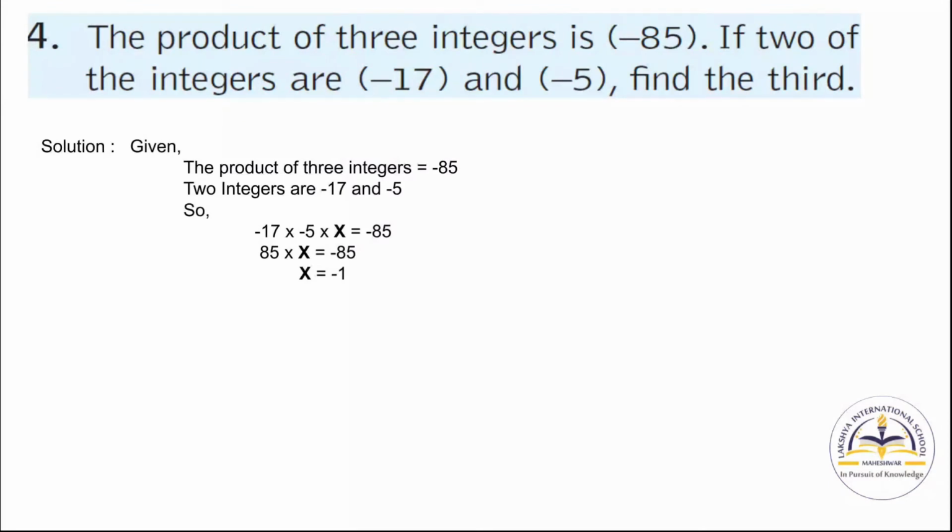Because it's already given that the product of three integers, we will use the multiplication sign here. So 85 into x equals minus 85. So x equals minus 85 by 85. We will get the answer minus 1.